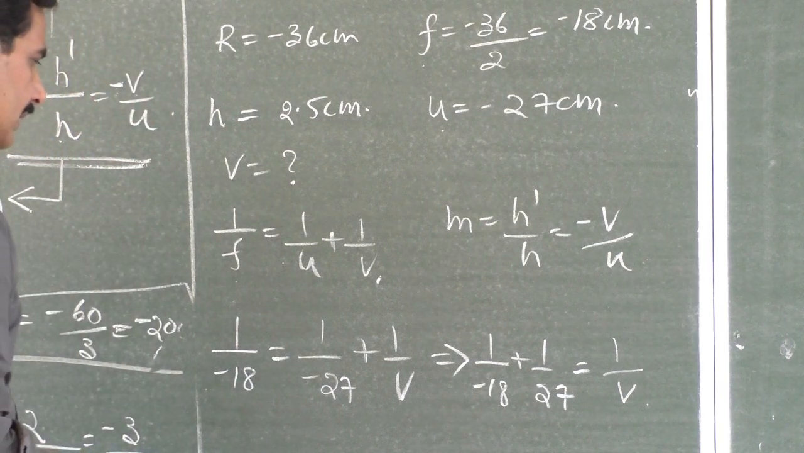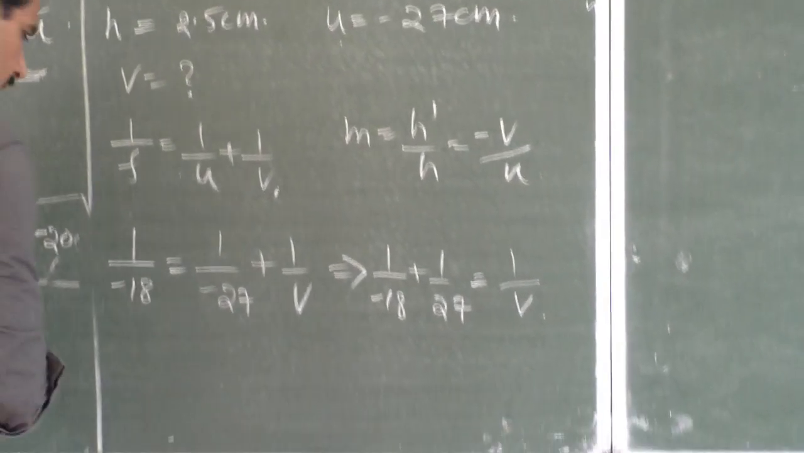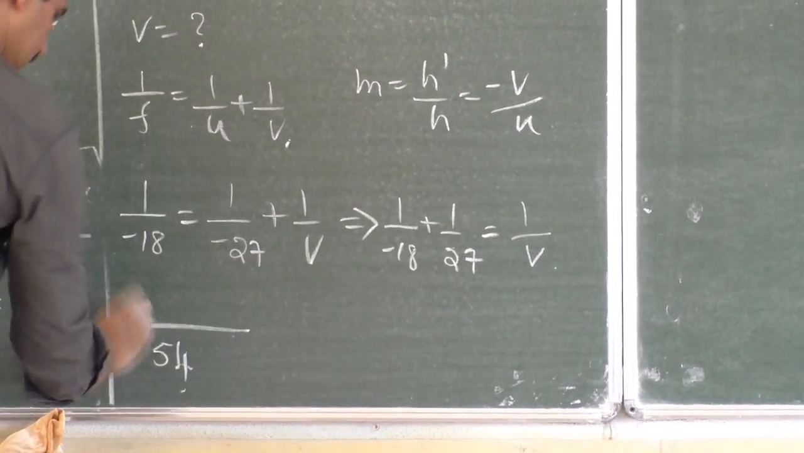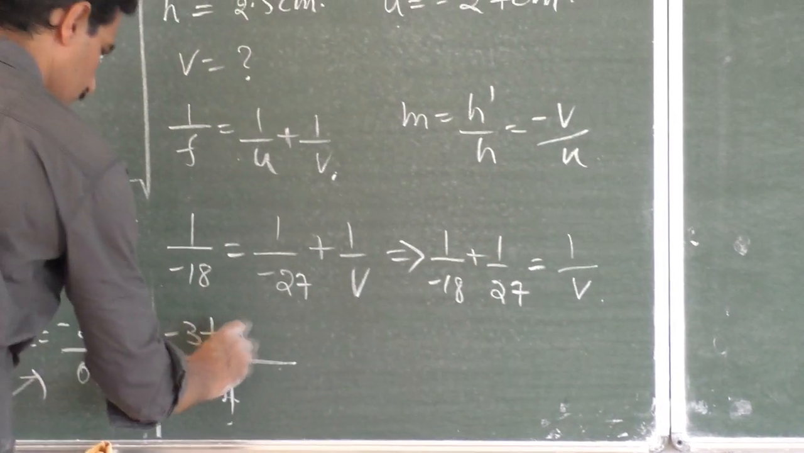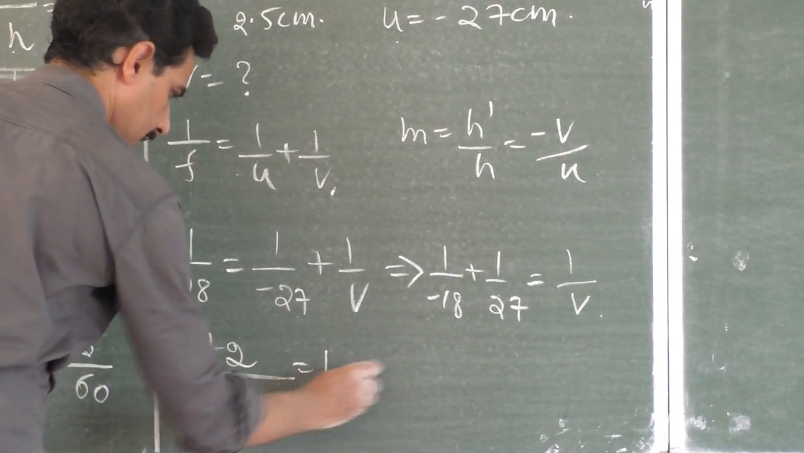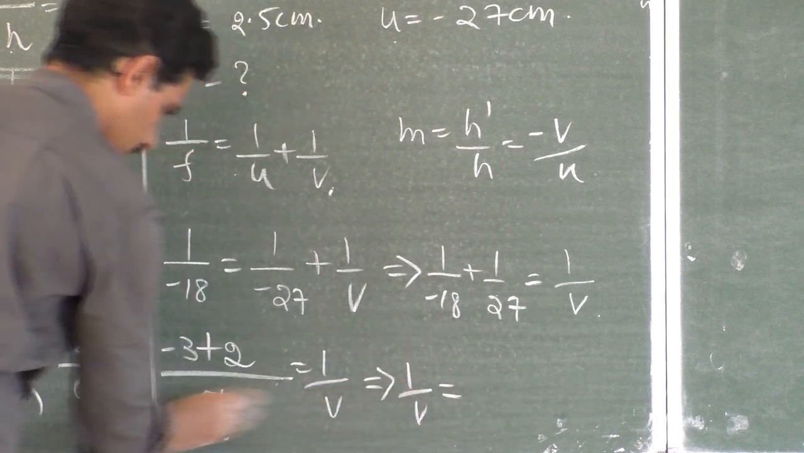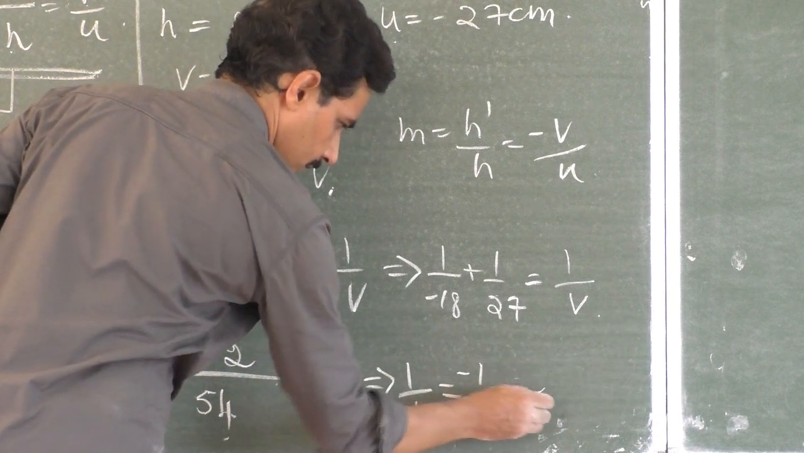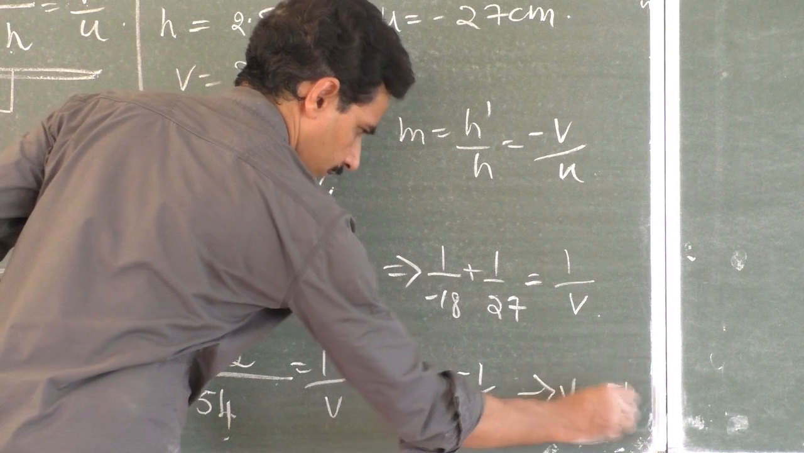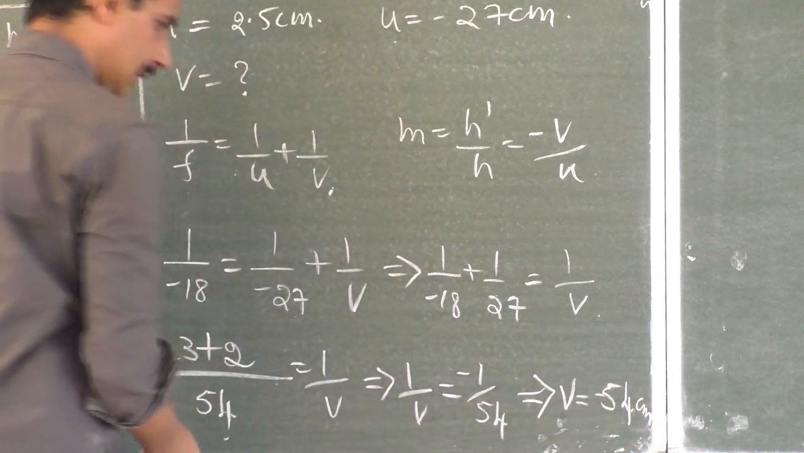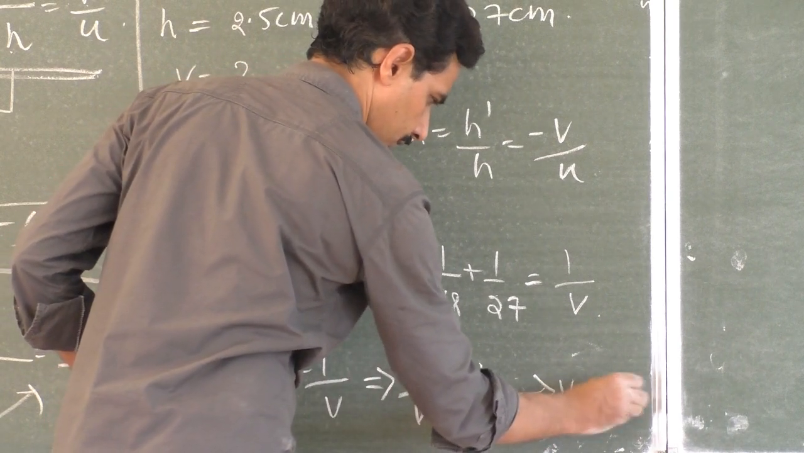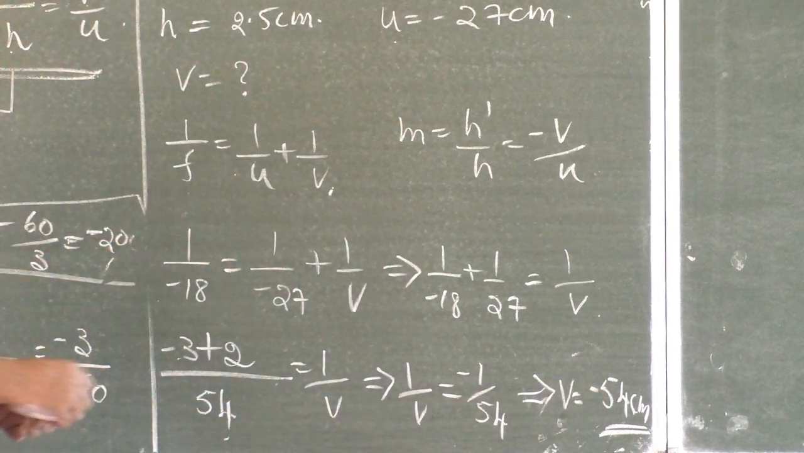Okay, common denominator, you can take it as 54, I think. So 54 common denominator, then 18 3s are plus 27 2s are. That is equal to 1 by v. That implies 1 by v is equal to minus 1 by 54. V is equal to minus 54 centimeter. Okay, that is the place where you have to keep the screen. V is equal to minus 54 centimeter. That is the answer. Okay, so that is the image distance. There you have to place the screen.